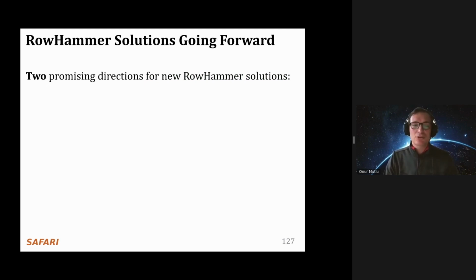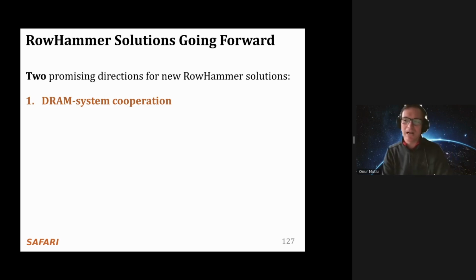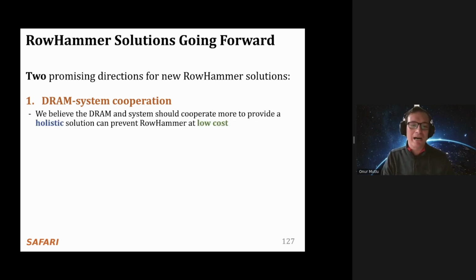In my opinion, there are two promising directions for such mechanisms. One is DRAM-system cooperation. I don't think we can afford to let DRAM manufacturers take the problem, not treat it as a security problem, and basically say we solved the problem. I think that's very dangerous because we are relying on this infrastructure for everything critical. We really need to cooperate between the DRAM and the system so that we can have a holistic solution that can prevent Rowhammer at a lower cost.